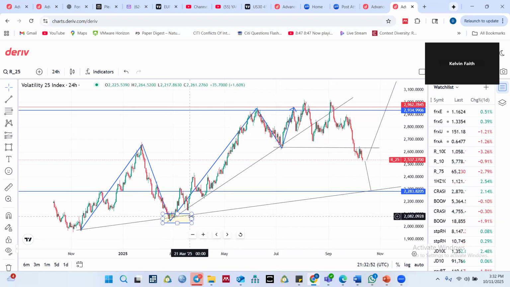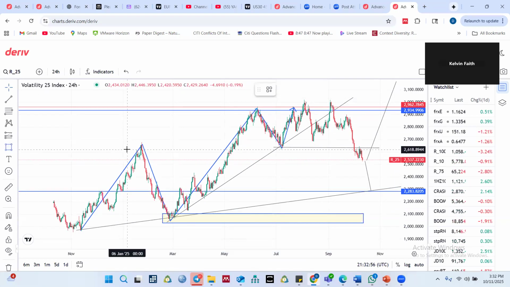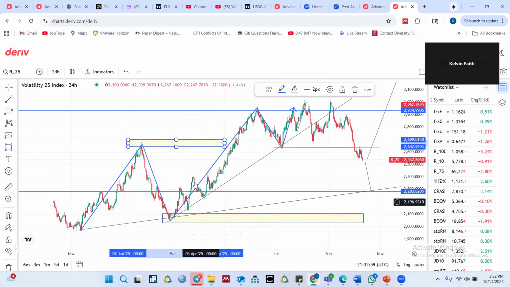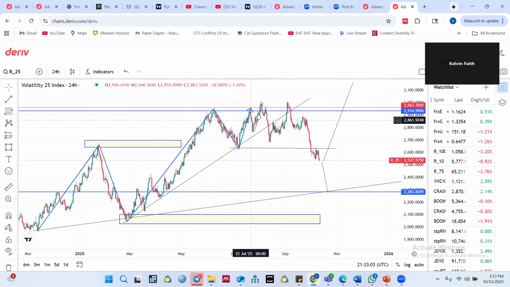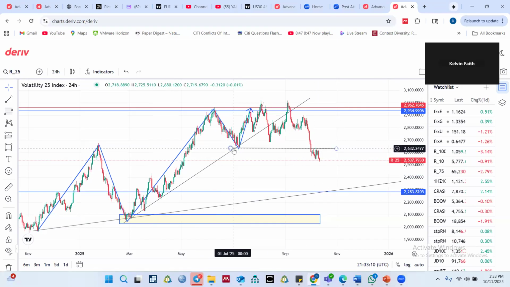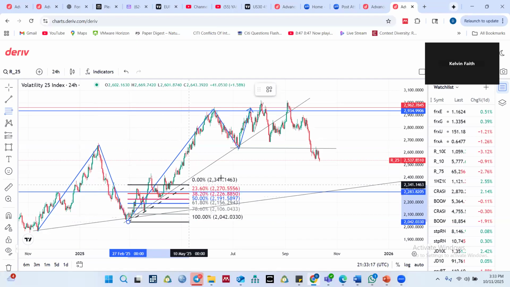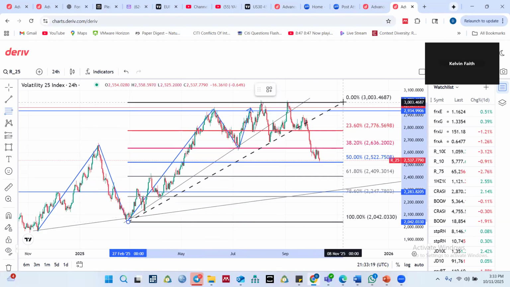Why is this place valid? This place is valid because it took out a previous high, which is here, when it was going up. So this becomes a swing structure or range. Now that it has broken structure here and is coming down, the only thing we will do is use our fib to measure from down here to the top and keep observing where it will get to.